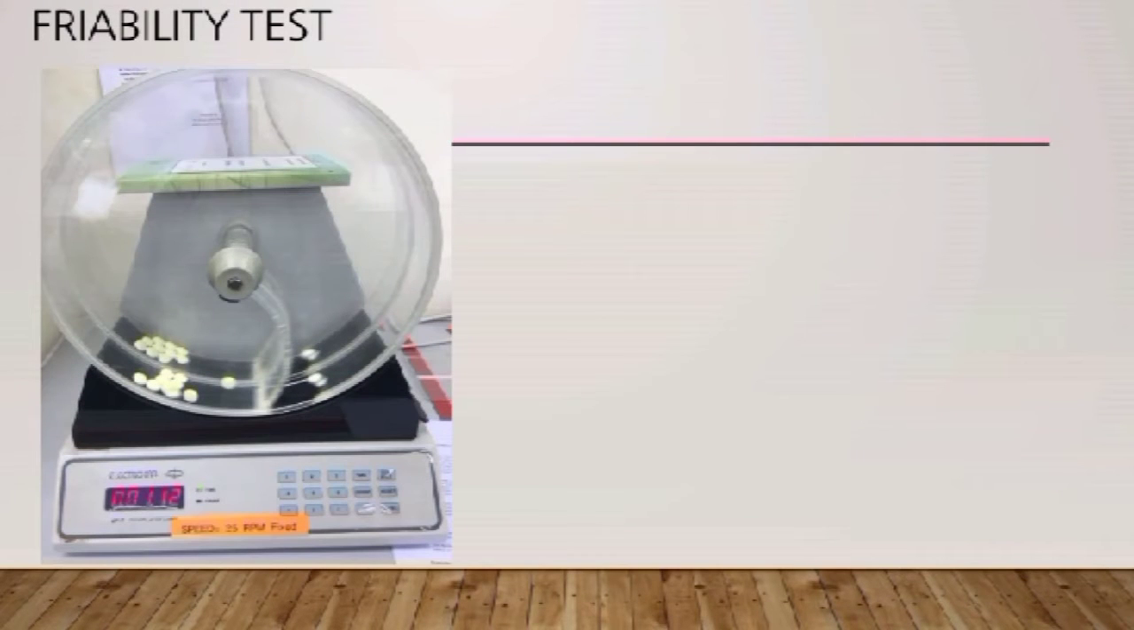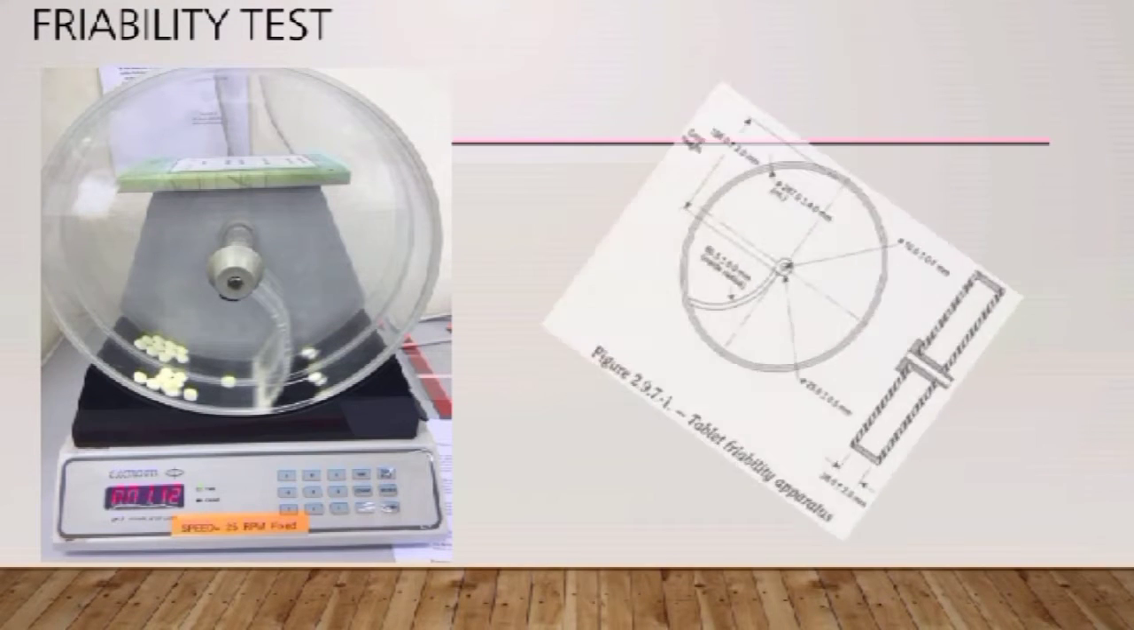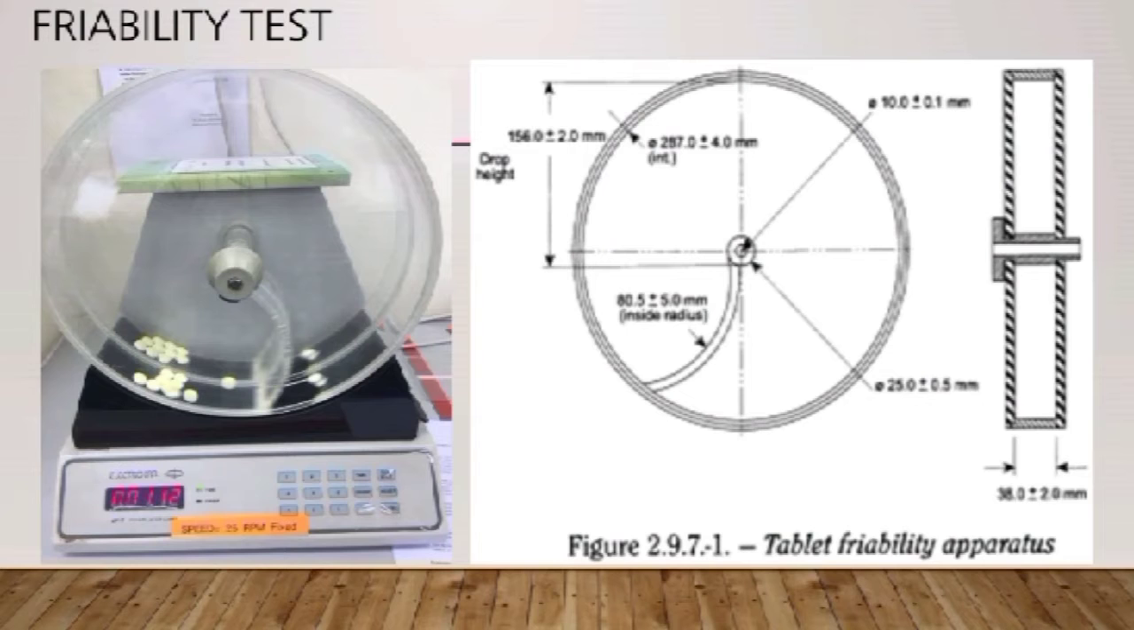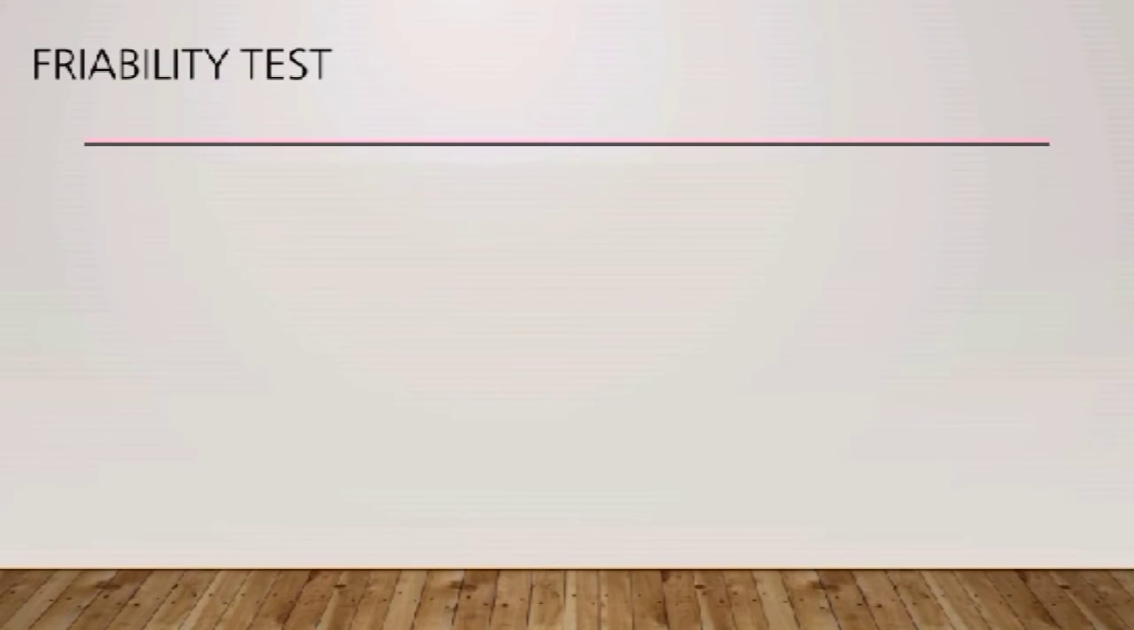The friability apparatus consists of a drum of transparent synthetic polymer in which one side is removable so we can place tablets. Inside, you can see one curved portion which is required for tumbling of the tablets after each turn. The second picture is directly from IP. You can refer to the IP book.